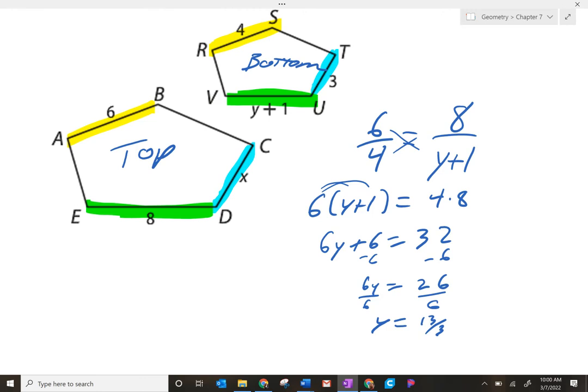Over 4 equals x over 3. Cross it, so if it's 6 times 3, it's going to be 4 times that.